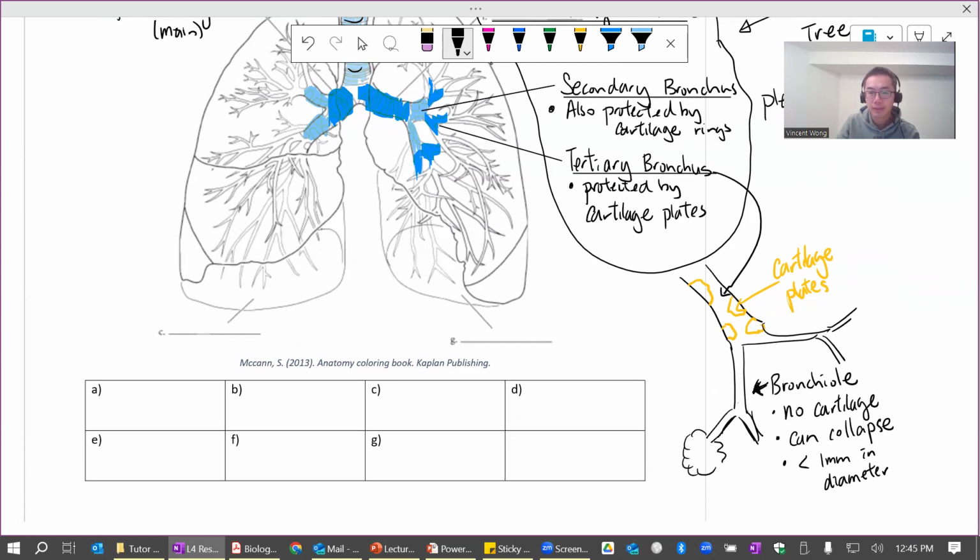And then at the very end of the bronchiole, you would have these air sacs. They are called alveolus, which is the site for gas exchange. Okay, so I'm just gonna let you copy what you need first. Ask questions if you need to.